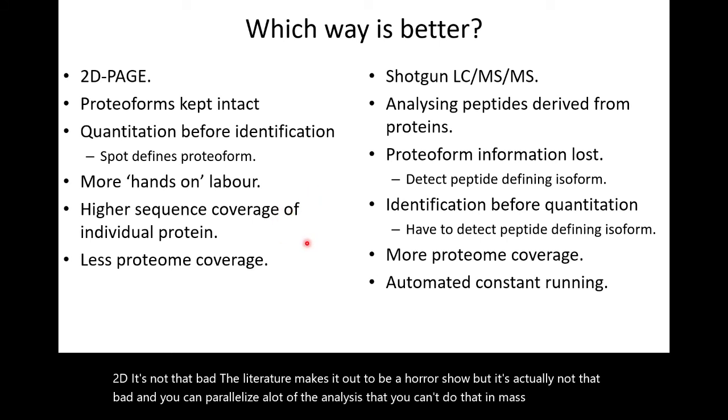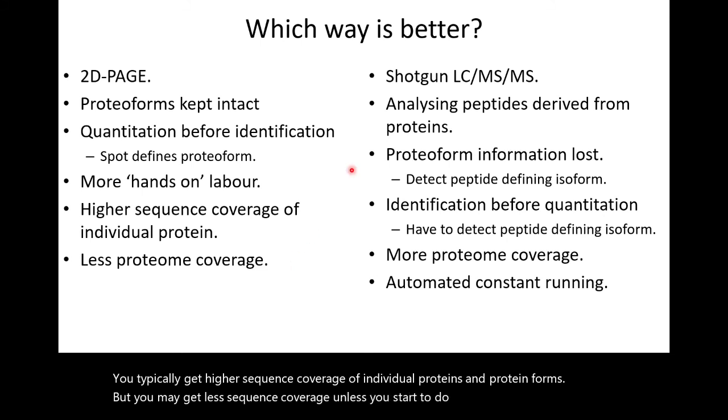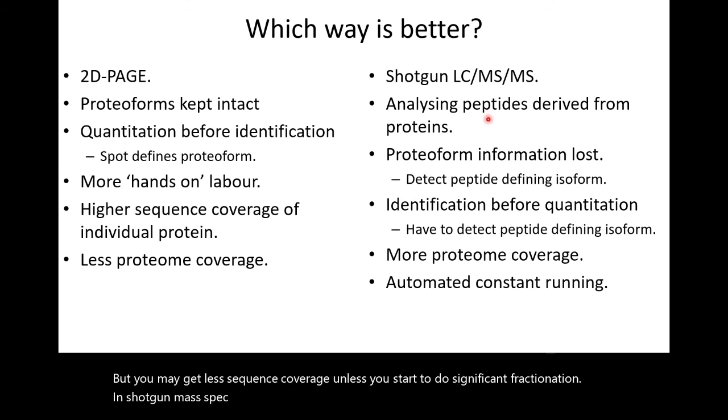You typically get higher sequence coverage of individual proteins and proteoforms, but you may get less sequence coverage unless you start to do significant fractionation. In shotgun mass spec, you're analyzing peptides and inferring proteoforms or the products of open reading frames.